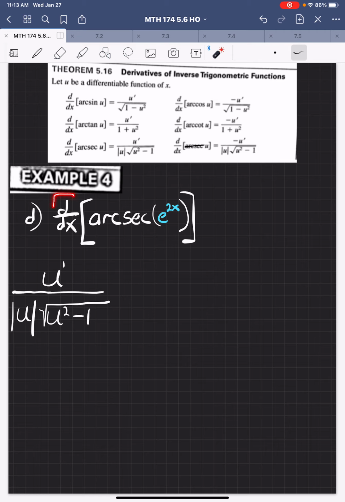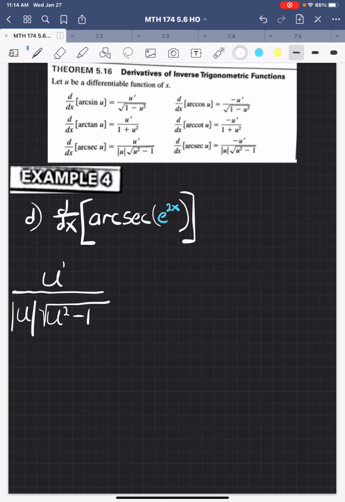So we wanted to take the derivative of the following: arc secant of e to the power of 2x. And it now is as good a time as any to show you a mistake in your textbook. Depending on your edition, this is a mistake in your textbook. In one of the earlier editions, at least the one that we have here, you can see that they accidentally gave you two derivative formulas for arc secant, right? And obviously these are not the same formulas.